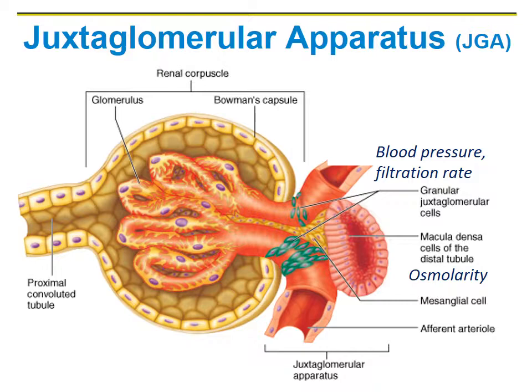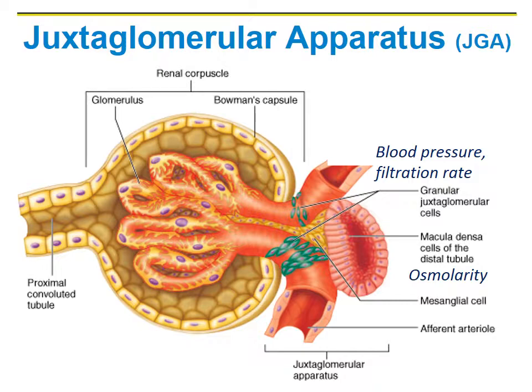Last structure for now, the juxtaglomerular apparatus. You can see that it is associated with the renal corpuscle here. There are two components. Macula densa cells help control osmolarity. They're found inside the distal convoluted tubule, right where that passes between the two arterioles of the glomerulus. Those cells are monitoring the osmolarity of the filtrate that is flowing through the lumen at this spot.